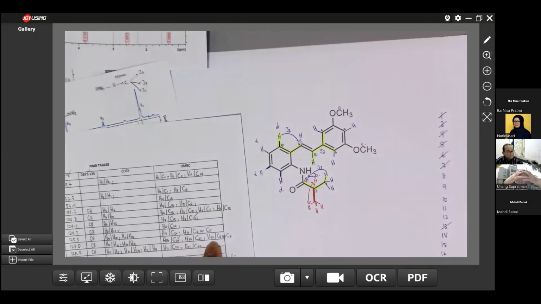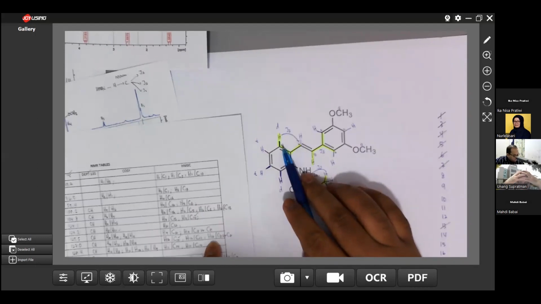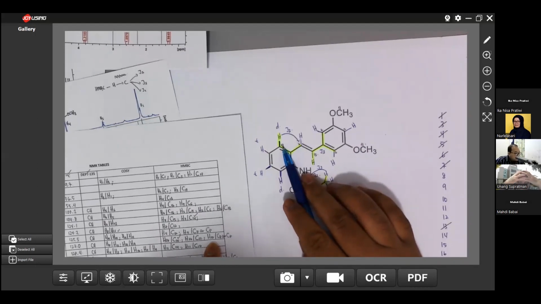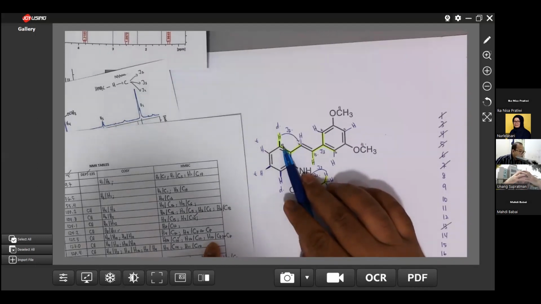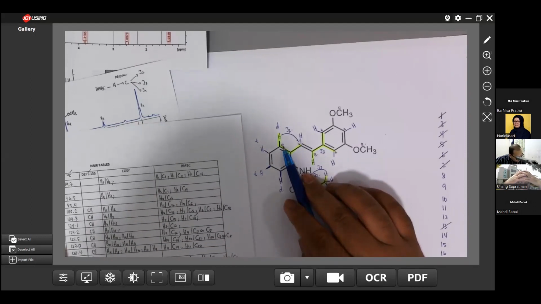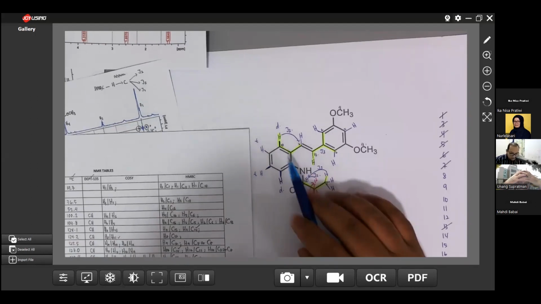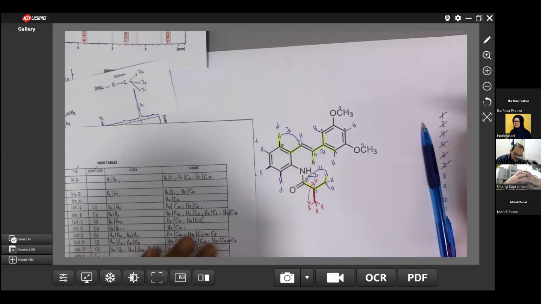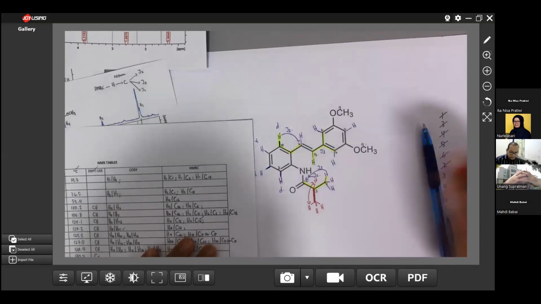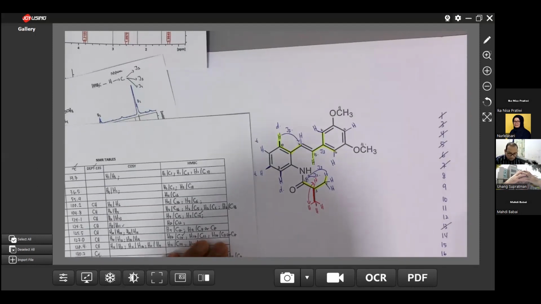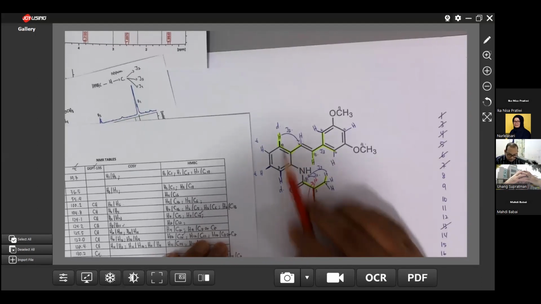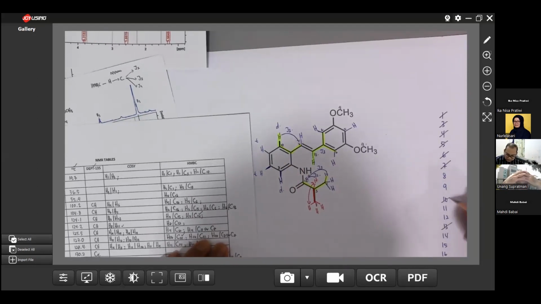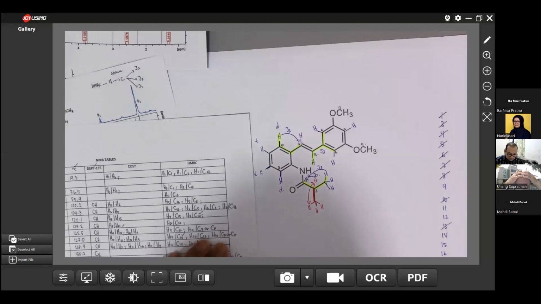Okay, which one is the other doublet? Another doublet is number 8, maybe. Number 8, right? Yeah, number 8 is a doublet. So this one is carbon number 8. Like playing puzzles. So what do you have? We already solved number 10 and number 8. Okay, nice. Now what's next?